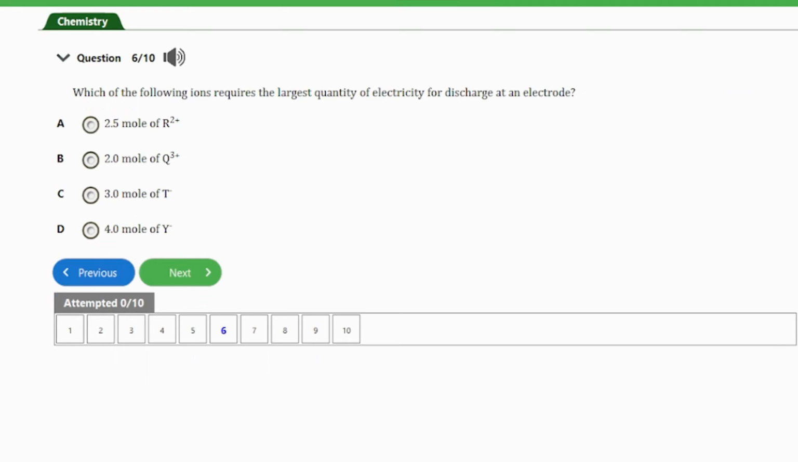It says, which of the following ions requires the largest quantity of electricity to discharge at an electrode? So guys, we're going to zoom in right here and look at this together. So we've seen 2.5 mole of R, which has a valency of 2+. Then we have 2.0 moles of Q, which has a valency of 3+. And then we have 3.0 mole of T, which has a valency of just -1. Lastly, we have 4.0 mole of Y, which has a valency of -1 as well.